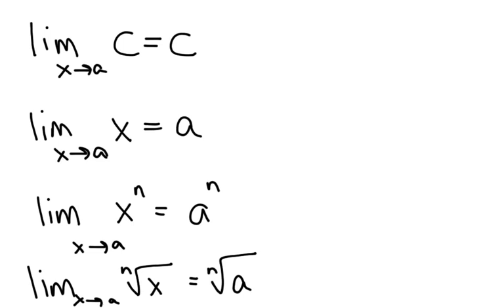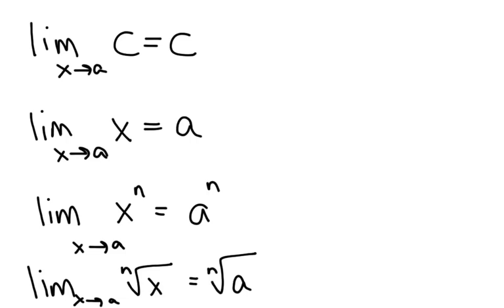The limit as x approaches a of x is just going to be a, because you literally plug in a for x. The limit as x approaches a of x to the nth power is a to the nth power, because again, you just plug in a for x. And the limit as x approaches a of the nth root of x is the nth root of a.